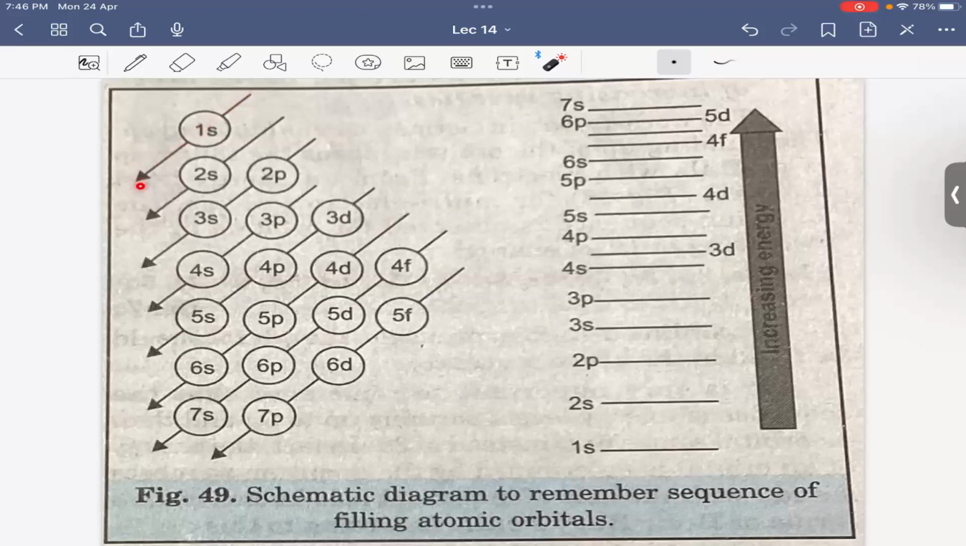So first it is going to be 1s, then the 2s orbital which is going to get filled, then 2p, and then 3s. Then it's going to be 3p and then 4s. After 3p it's not 3d, it's 4s. Then 3d, 4p, 5s. Like this you have to continue. So this is the schematic diagram to remember the sequence of filling atomic orbitals.